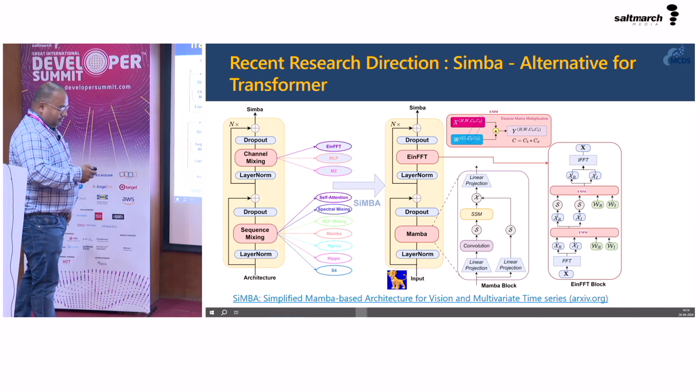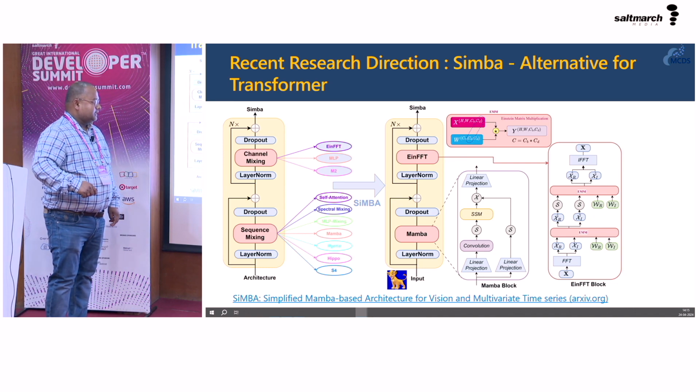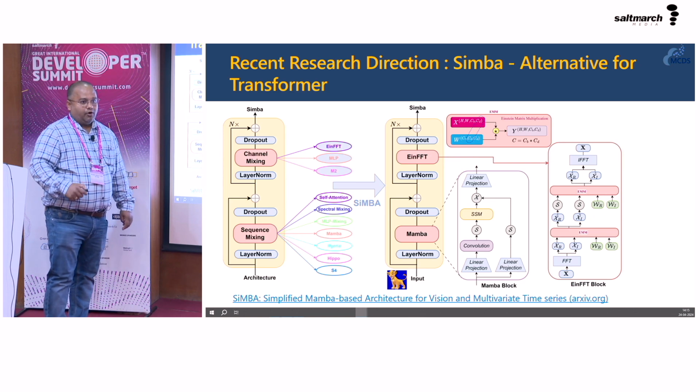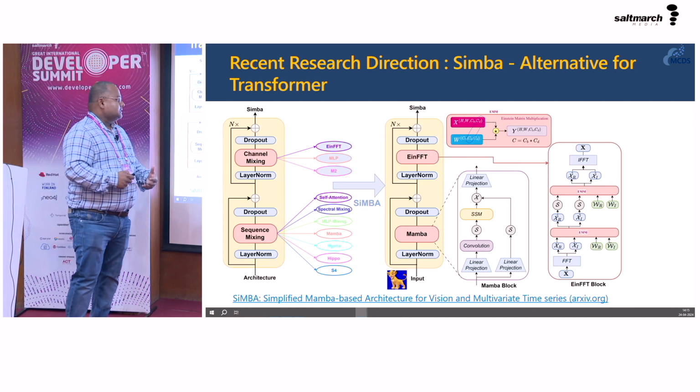So it is basically a very simple network. There is a linear projection, then a convolutional layer, then a gating network. This is the state space model for the time series. I'm not discussing the state space model in detail.